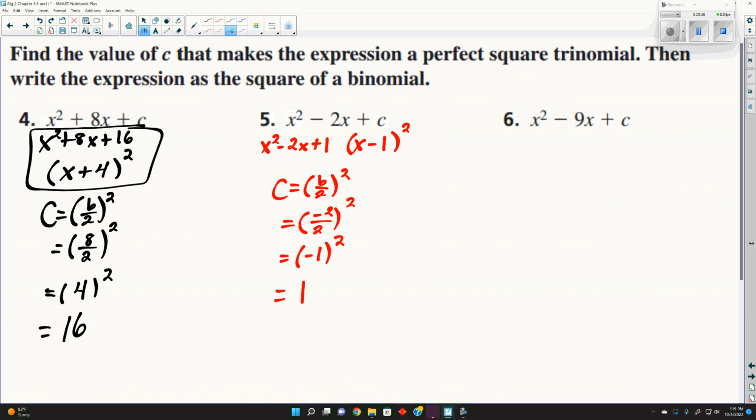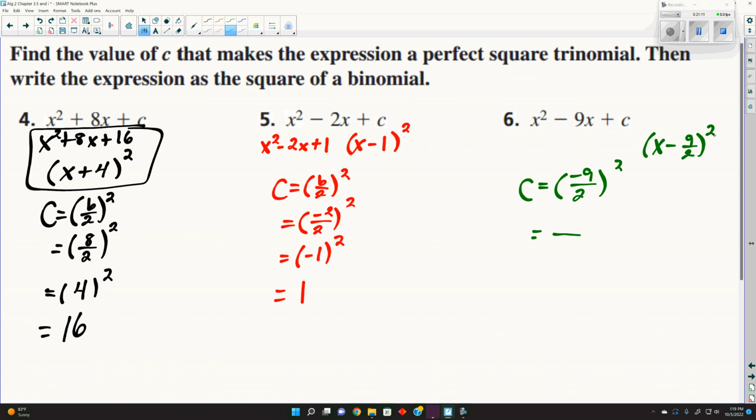We ready for the last one? So c is equal to b over 2, so our negative 9 over 2, because we take the sign with it. Does 9 divide by 2 evenly? No. We're going to leave it as a fraction. So this would be x minus 9 over 2 squared.